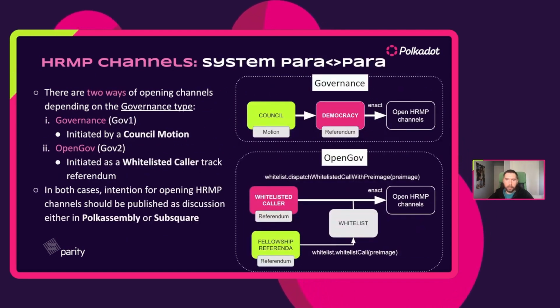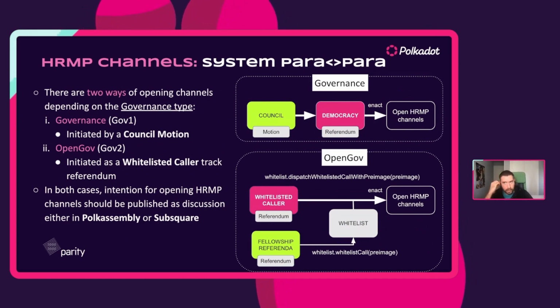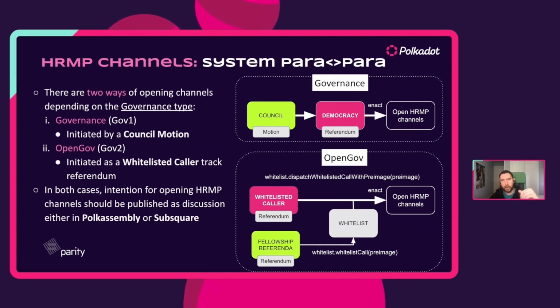System to parachain, okay, let's take a look at the first option. There are also two ways of opening channels. It will depend on the governance type. If we are in Polkadot, where we still have the old governance version 1, the process will start with a council motion that will become a democracy referendum to be finally enacted.